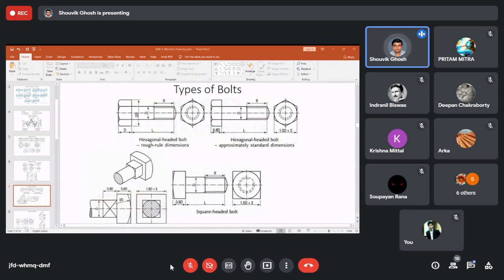In the book you will find that x is given as 2d. This length of the thread is given as 2d, meaning this value is equivalent to this value. And the total length of the bolt is given by the term L.